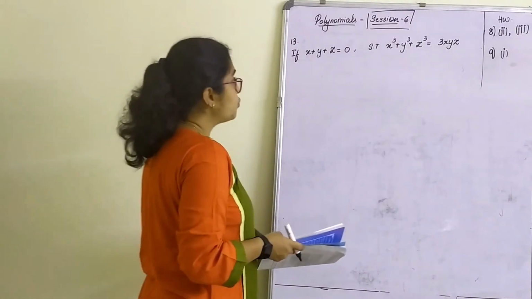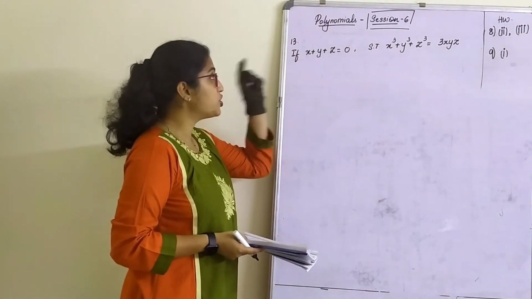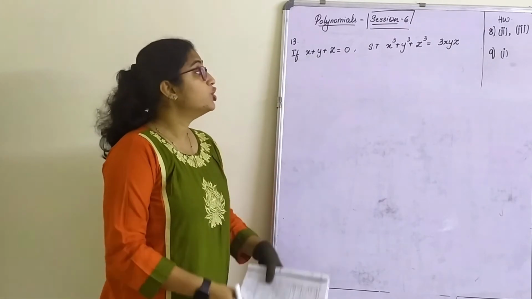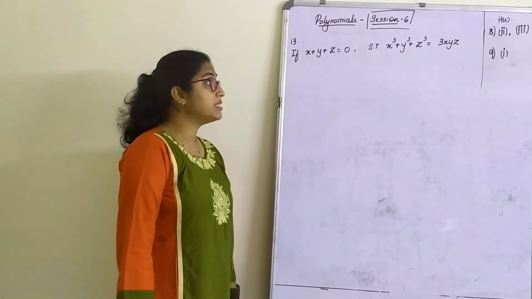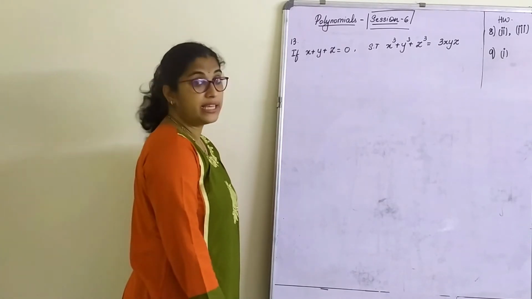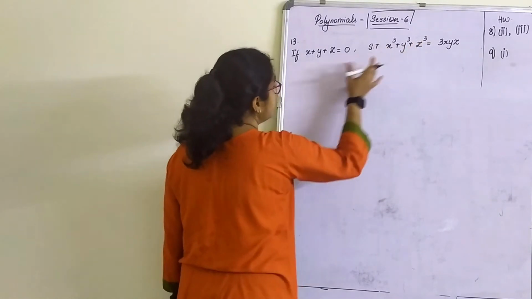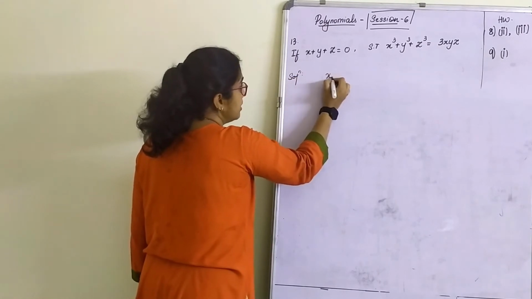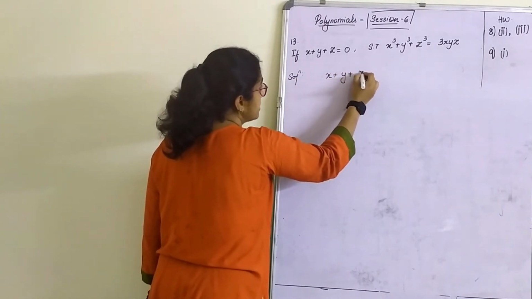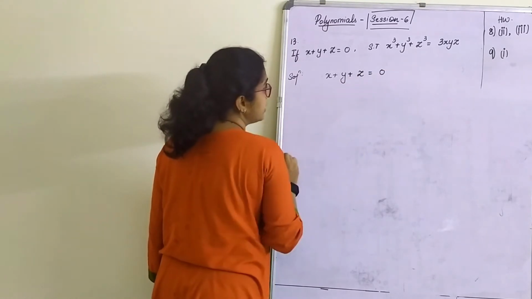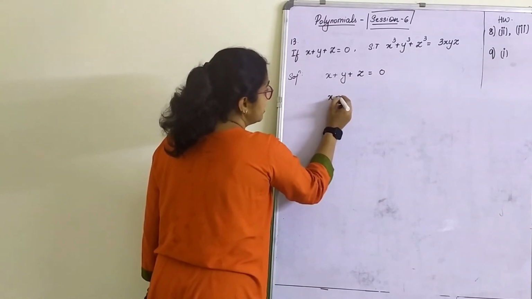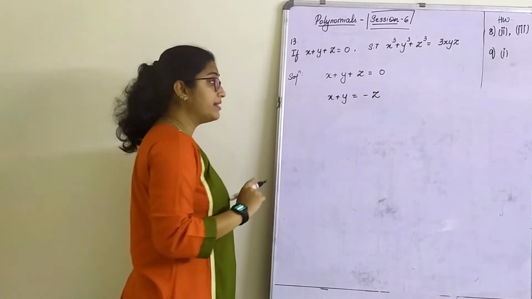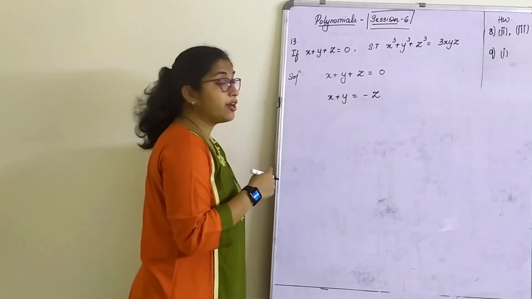13th question, that is we are proving that special identity here. If x plus y plus z is equal to 0, show that x cube plus y cube plus z cube is equal to 3xyz. So we directly comment this part. Let us take this and solve. X plus y plus z is equal to 0. And I will write here x plus y is equal to minus z. So why did I transpose z that side? Why not x, why not y?